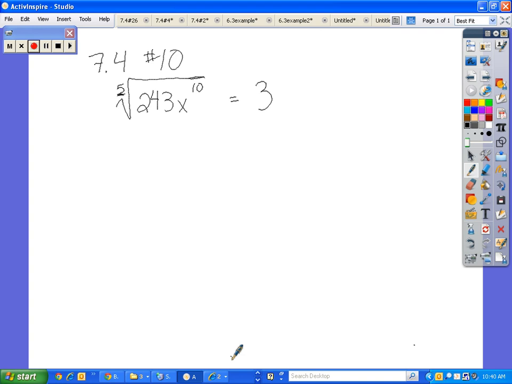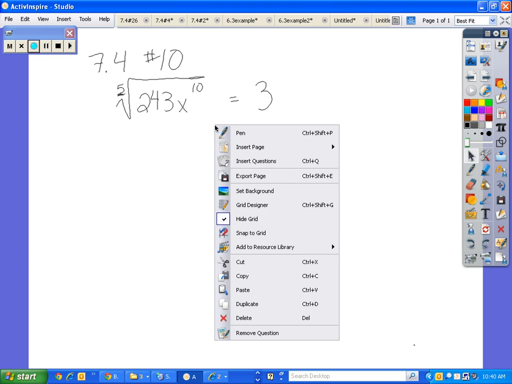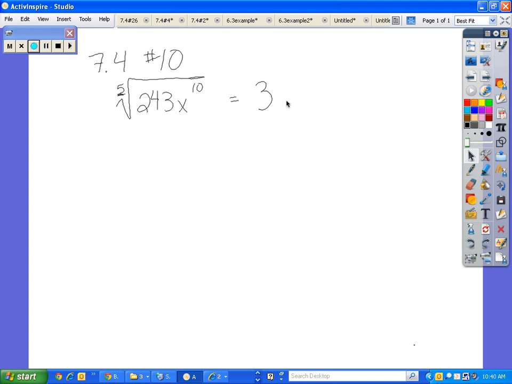I need to figure out how many groups of x to the 5th I have. And if I have an x to the 5th, I can pull out 1. So how many x's do you think I can pull out? Who thinks they know? How many x's? Go ahead. David, how many x's? I can pull out 2 x's because I could rewrite this as x to the 5th times x to the 5th. And when I have x to the 5th, I can pull out an x squared.